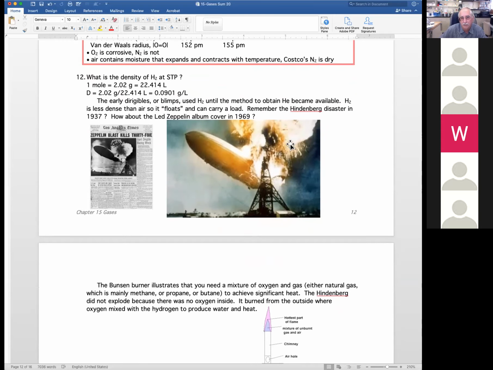So what is the density of hydrogen at STP? Okay, look at it. It's really light. So the early dirigibles used hydrogen because helium was really just too hard to get.